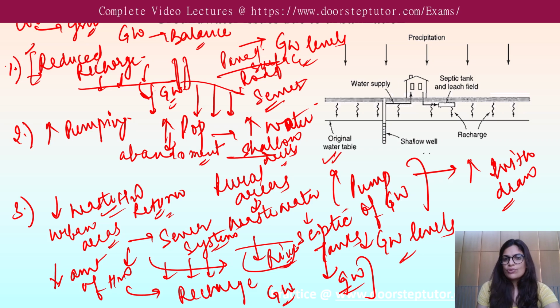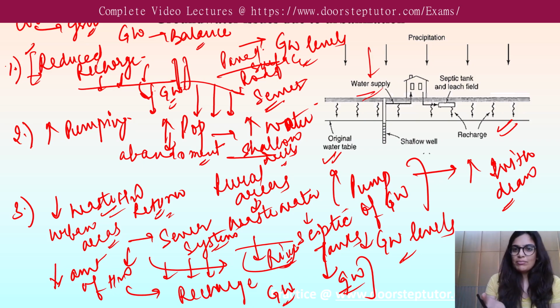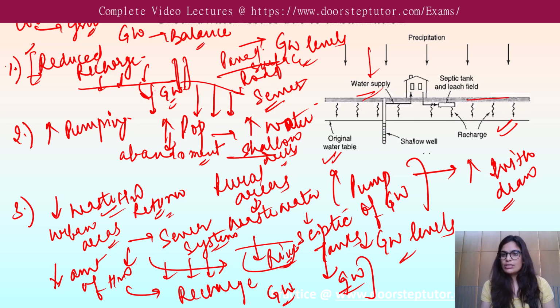Okay, so you can see here a very basic diagram is shown. You have this original water table, then recharging is taking place. There is a shallow well, and water supply is coming from the rain, precipitation. So this is a basic setup, correct? But obviously, see, these are the paved surfaces, so rainwater is not going to percolate. This is just a basic diagram over here, but you need to understand the reasons: what are the groundwater issues specifically because of urbanization?